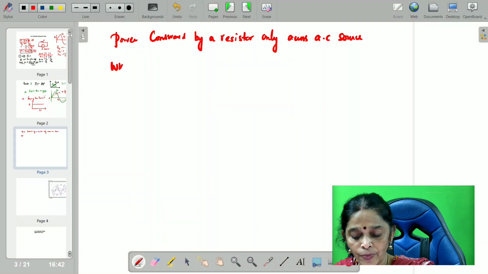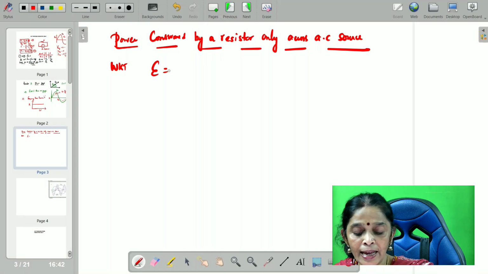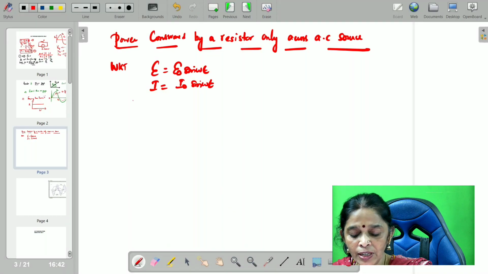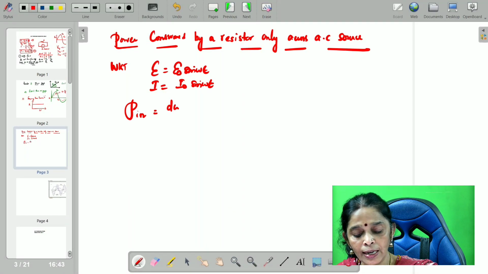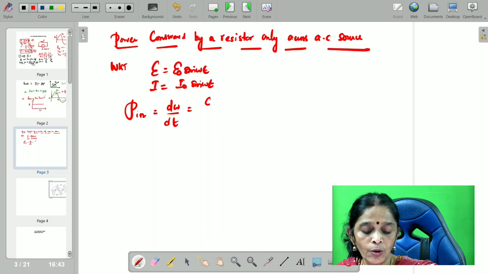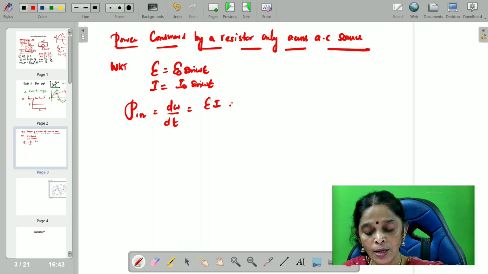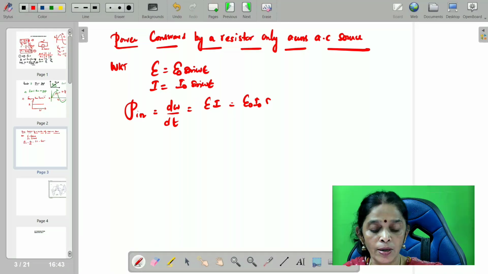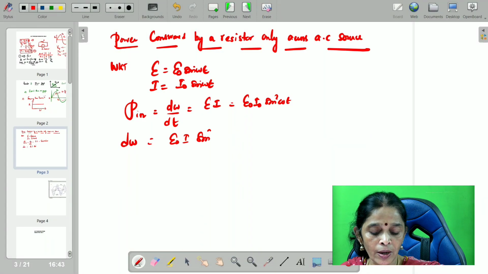We know that E is equal to E naught sin omega t and I is equal to, just now we got to know, I naught sin omega t. Instantaneous power is equal to work done by time taken. That is equal to voltage into current, so I am multiplying them. That will be equal to E naught into I naught into sine square omega t. So now dW is equal to E naught I naught into sine square omega t dt.